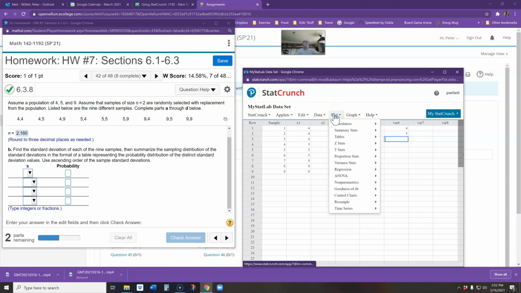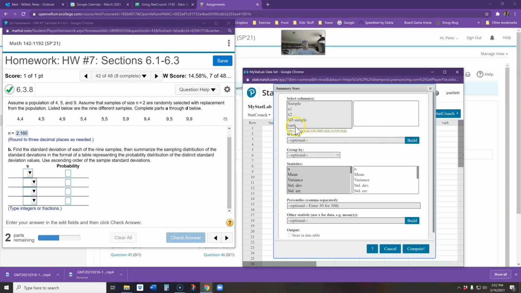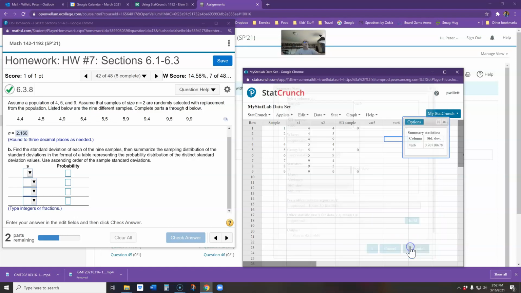So I could go to Stat, Calculators, and go to our Summary Stats, and go to Columns. And so now I put that in the variable 6 column, and I'm going to just do standard deviation, the normal type, because this is from a sample, and compute. So I get this number, and I'll just say I grab the first 4 decimals there. They're not asking for this number specifically in these.